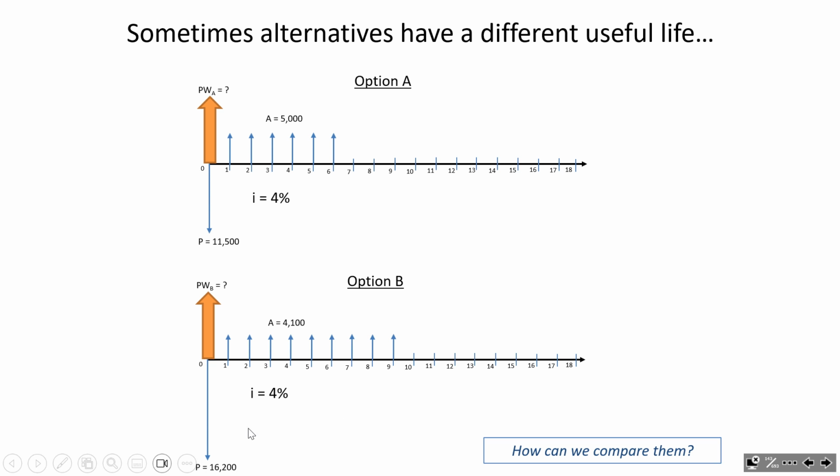Option B, how is it different? Well, it costs more, and it doesn't yield as much money, but it lasts longer. So this is a problem. Without doing something, we can't compare these two because they have a different useful life. You can't just compare them directly as is.